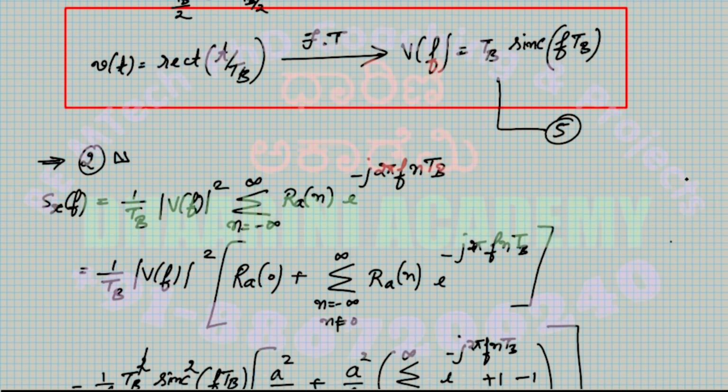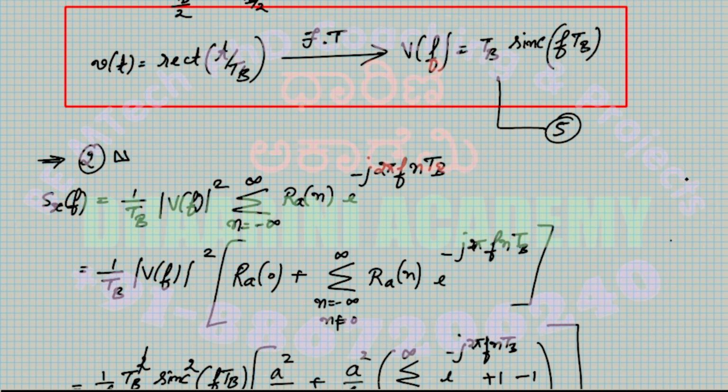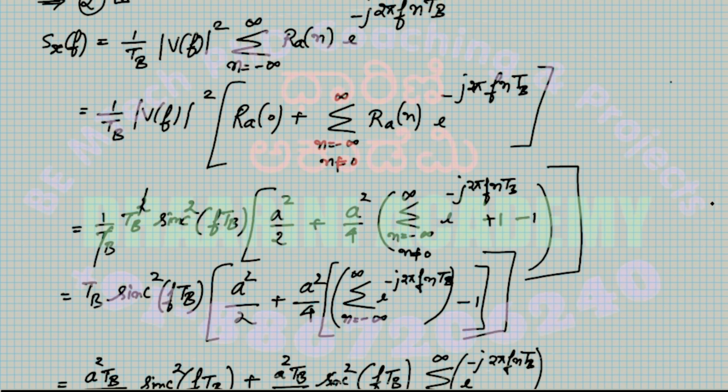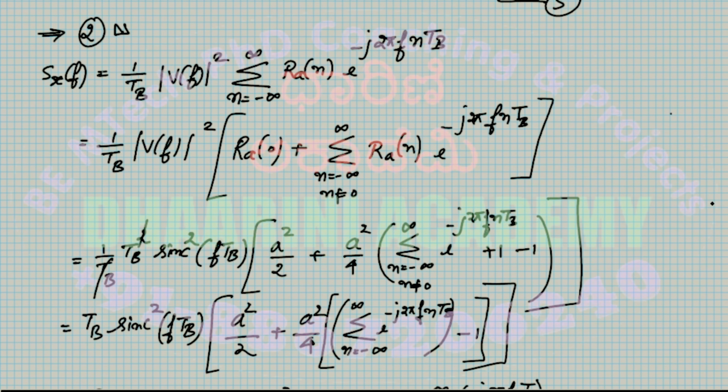So if you have a function v of t equal to rect of t by TB, its Fourier transform will be denoted by V of f equal to capital TB into sinc function of f TB. So now you see we know R_A of n, we also know V of f. So once you know both of them, substitute in the equation corresponding to the calculation of S_X of f, which I have written in the first line over here.